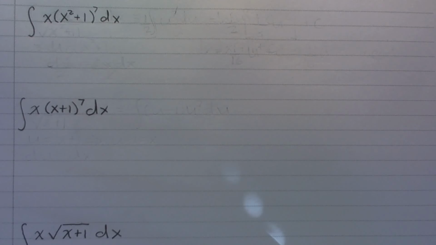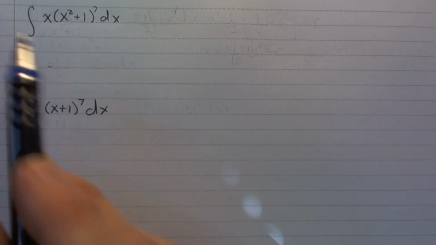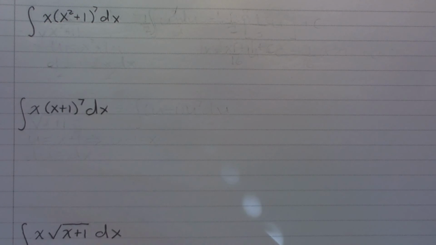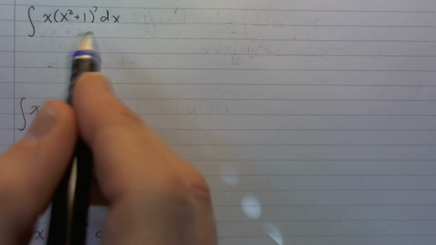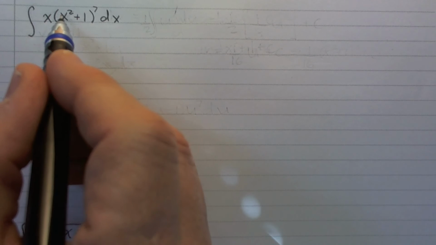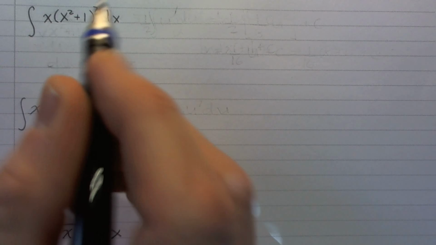Let's see if we can broaden our understanding of how we can use substitution to find antiderivatives. I've got three different integrals here, and we're going to use substitution on each one. We'll start off with the first one. This one is kind of a classic substitution integral because notice we've got an x squared plus 1 raised to the 7th, and then we have an x over here.